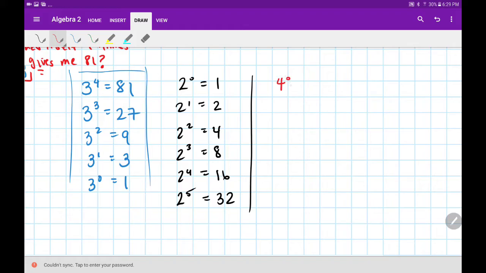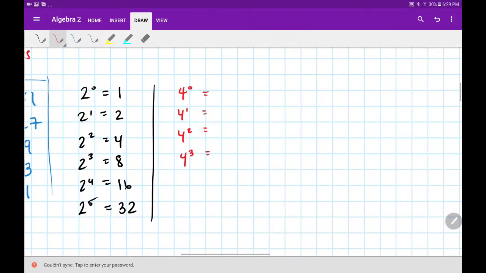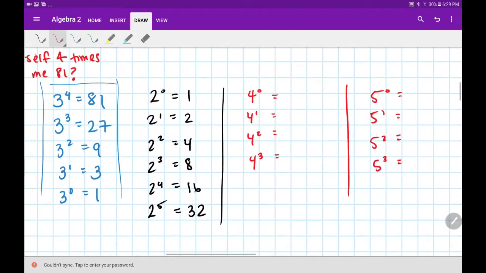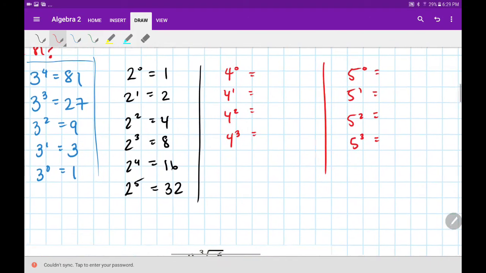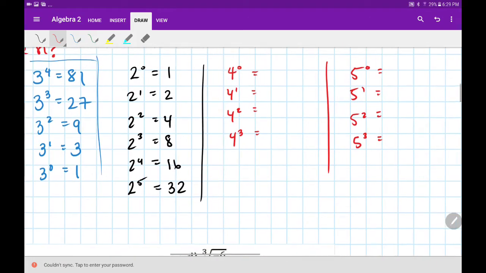Let's do our 4s. These are the important ones. And then finally, let's talk about 5. These are important ones that come up just again and again in this class, in calculus, on the SAT, so it's good to know them.